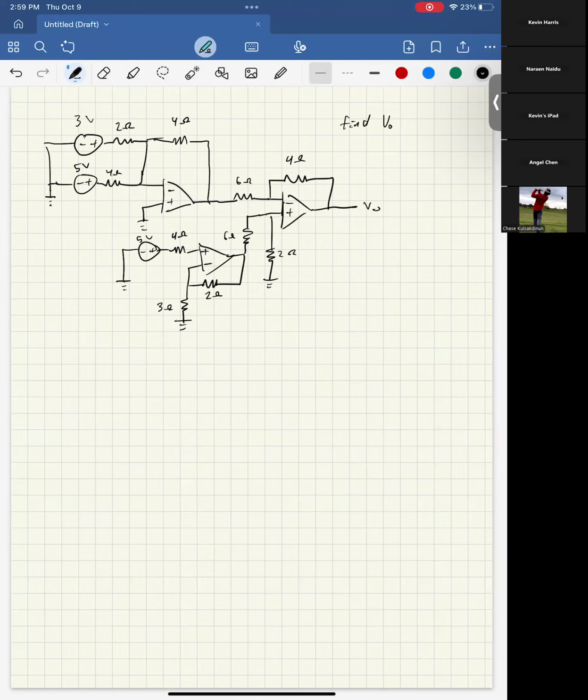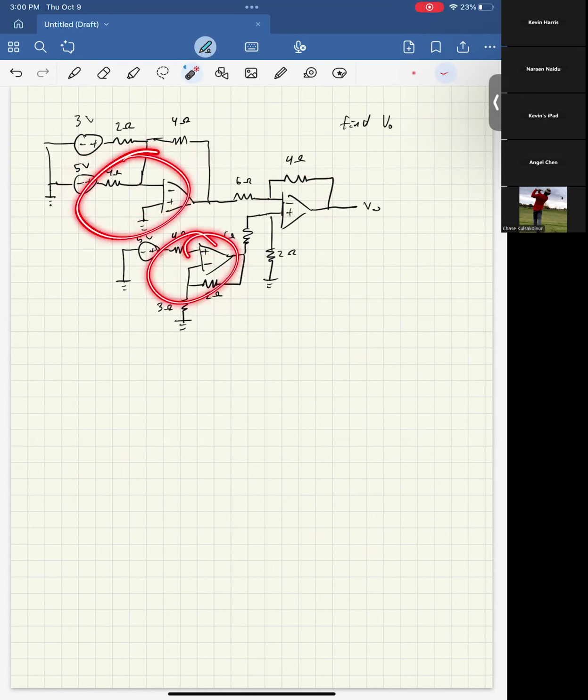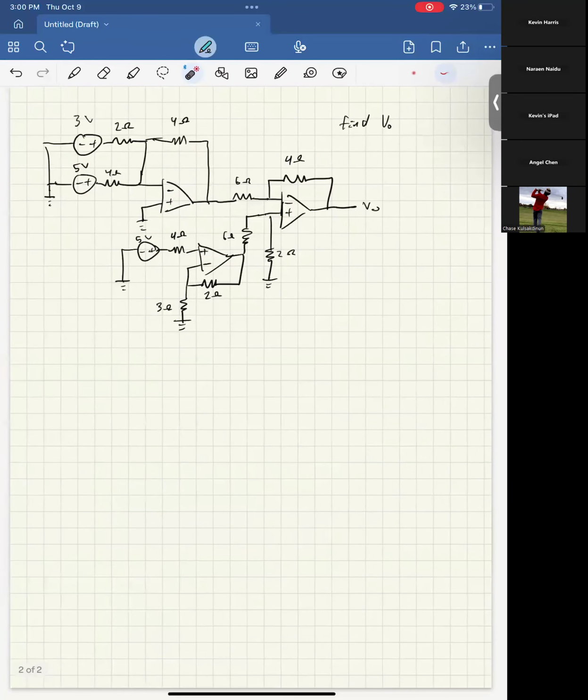So the way we want to do this, if I'm looking at this, I say, okay, we need to find V out, which means we need to find this node because this node is connected to V out, so we have to write a node equation here. However, to find this node, we need to find this node and this node. And to do that, we need to find here and here and here and here. So basically, the idea is just start with the most basic inputs, start with these two, and then go to here.